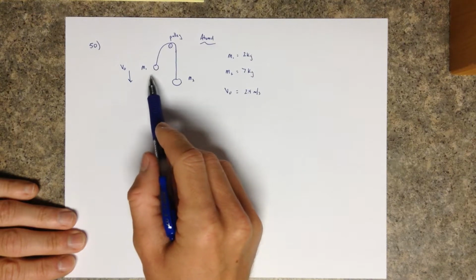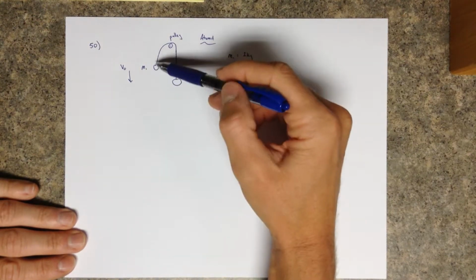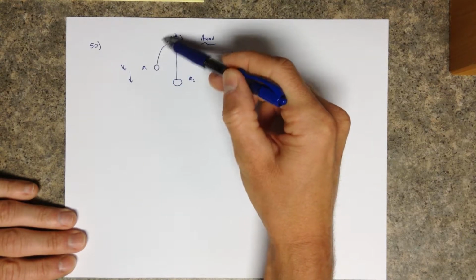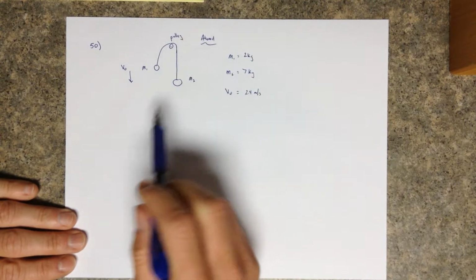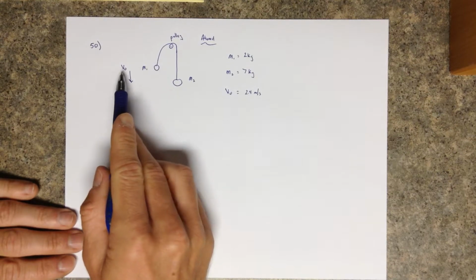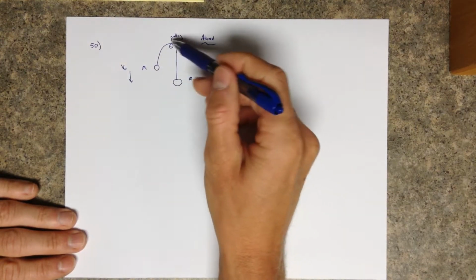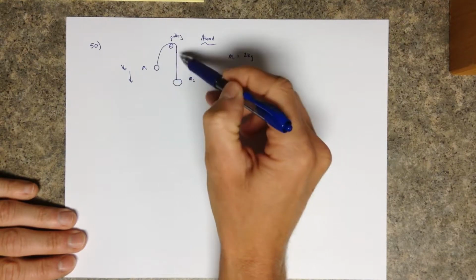And instead of being released at rest, because if this was released at rest, the whole system would just go in this direction, right? M2G is going to be bigger than M1G, so the acceleration would be in this direction. However, you're told that this system started out with some initial velocity of 2.4 meters per second in this direction. So M1 is going down and M2 is going up.